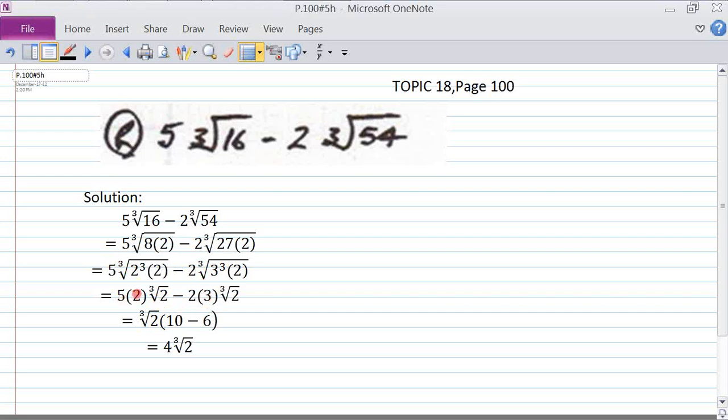So I have 10 cube root of 2 minus 6 cube root of 2. And of course that gives me, I could take out the cube root of 2, and the 5 times 2 is this 10 here, and the 2 times 3 is the 6 here. Usually we write the number first and then the root sign second. So it's 4. 10 minus 6 is 4. It goes here, and we've got the cube root of 2.